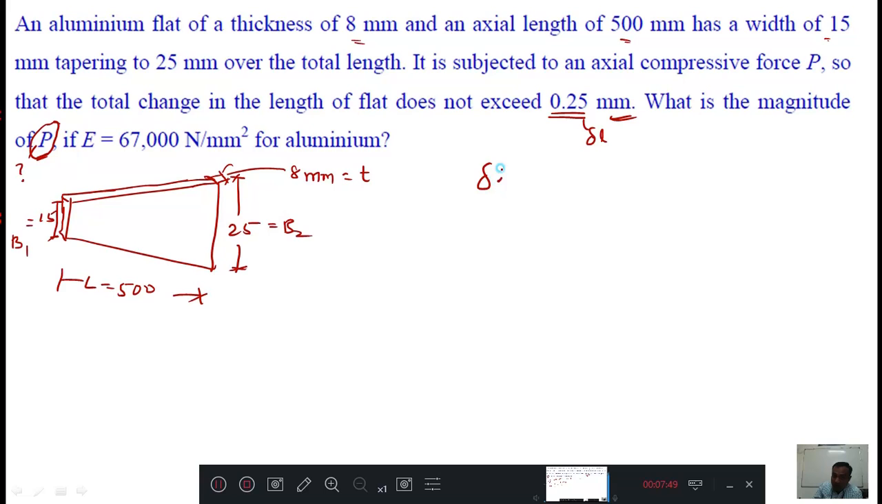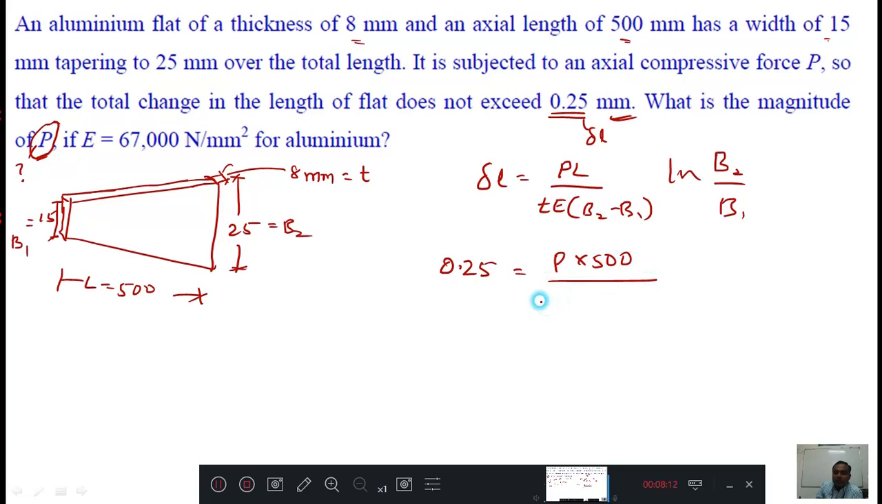Therefore your delta L formula will be PL upon TE (B2 minus B1) into ln B2 by B1. Okay, this is known to us: 0.25 equals P is not known to us, L is 500, divided by T is 8 mm, E is 67,000, times B2 minus B1, which is 25 minus 15, then ln 25 by 15.